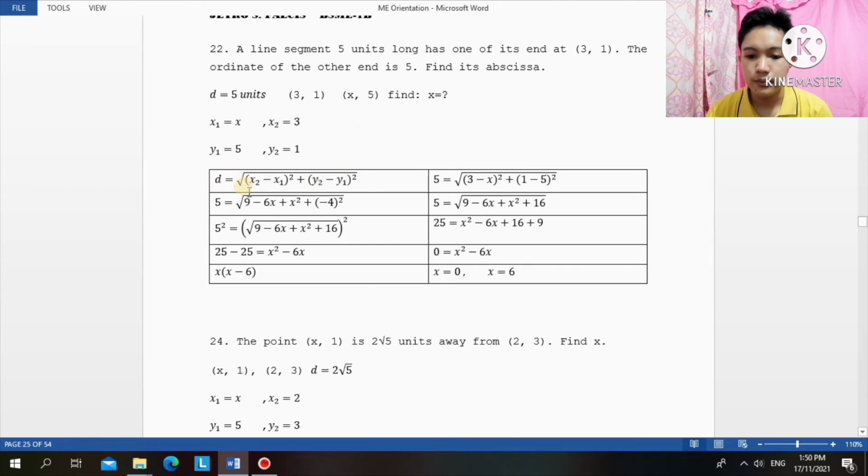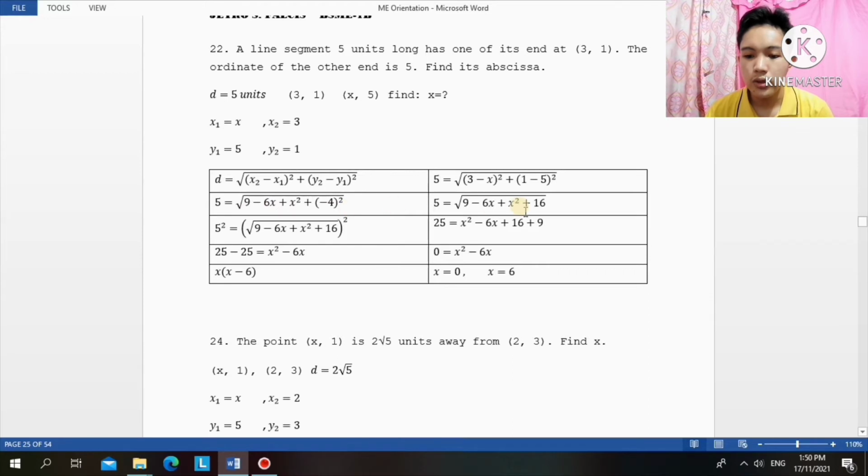So our equation, d is equal to the square root of (x sub 2 minus x sub 1) raised to 2 plus (y sub 2 minus y sub 1) raised to 2. So substitute the given values. D is equal to 5, then our x sub 1 and x sub 2, y sub 1 and y sub 2. So 5 is equal to the square root of (3 minus x) raised to 2 plus (1 minus 5) raised to 2. So expand 3 minus x, it will become 9 minus 6x plus x squared. Then 1 minus 5 is equal to negative 4.